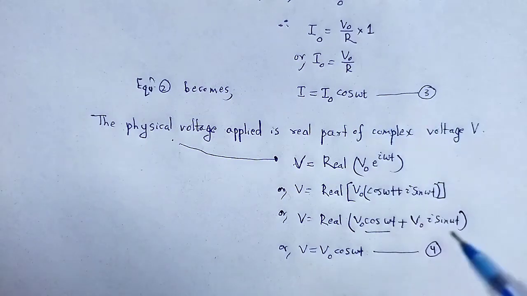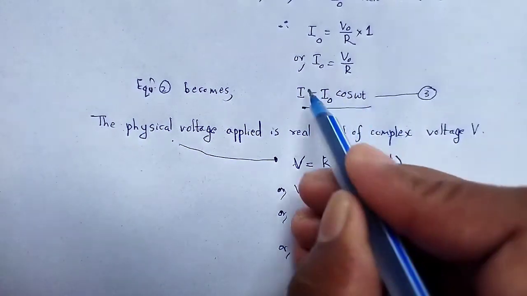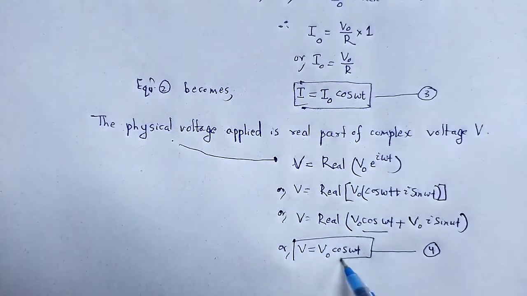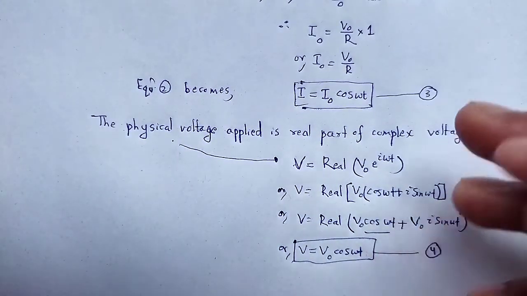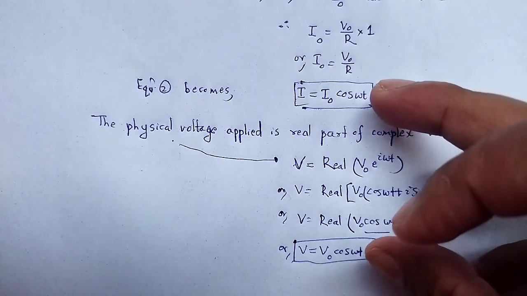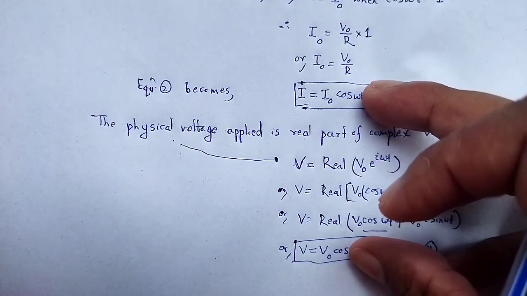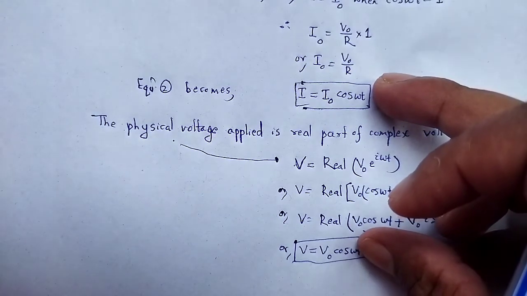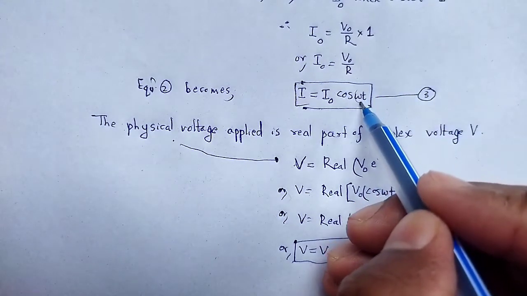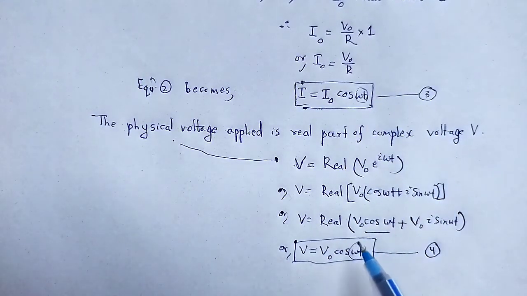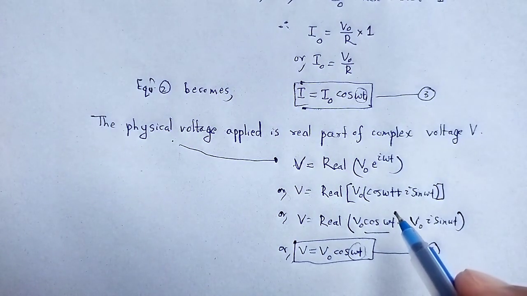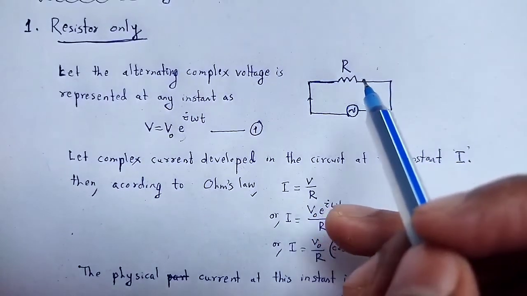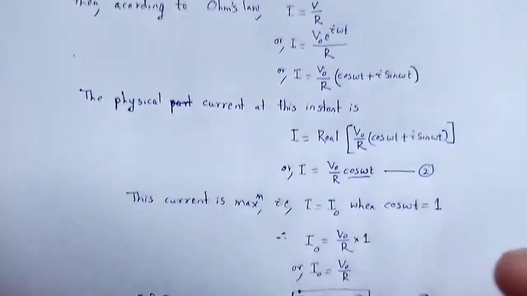Now, compare these two equations. I is equal to I naught cos omega t. V is equal to V naught cos omega t. So, the current I and voltage V are in the same phase, here cos omega t, here cos omega t, when the AC circuit contains resistor only.